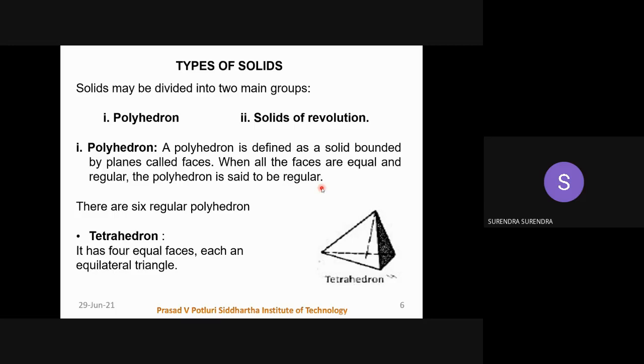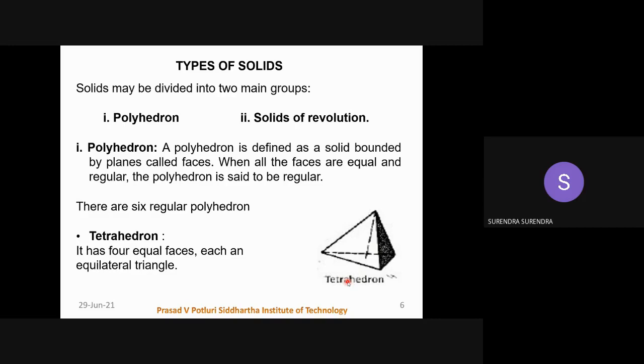And coming to polyhedrons, polyhedrons are generally prism, cube, or pyramid. These 3 regular objects. Apart from these, additionally we may get tetrahedron. Actually it looks like a pyramid, a triangular pyramid, but actually this is not a pyramid, it is a tetrahedron.